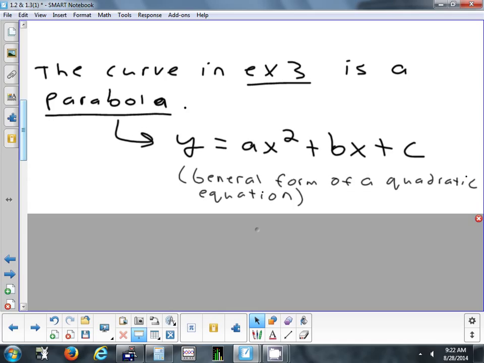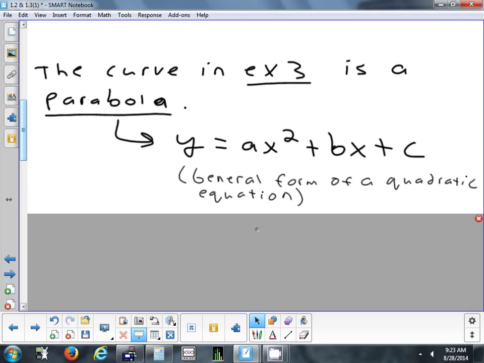Okay, and the one that I showed you is a more simple form of this general equation here. In my case, I let C be 10, and I let B come out to 0. And I let A be 1. But y equals ax squared plus bx plus c. That's the general form of a quadratic equation.